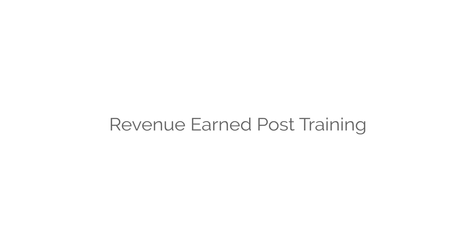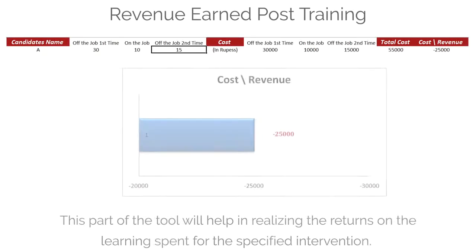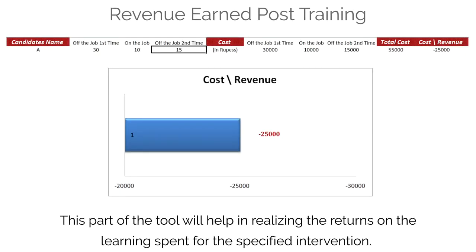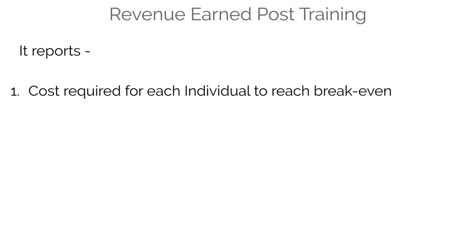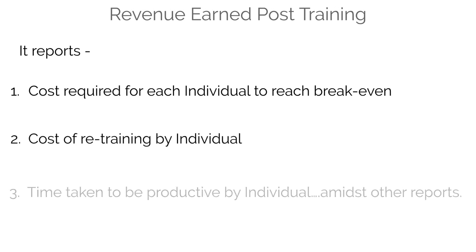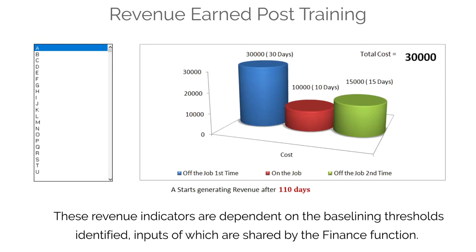Now let's talk about revenue post-training. This part of the tool will help in realizing the returns on the learning spent for the specified intervention. It reports: first, cost required for each individual to reach break-even. Second, cost of retraining by individual. Third, time taken to be productive by individual, amidst other reports. These revenue indicators are dependent on the baselining thresholds identified, inputs of which are shared by the finance function.